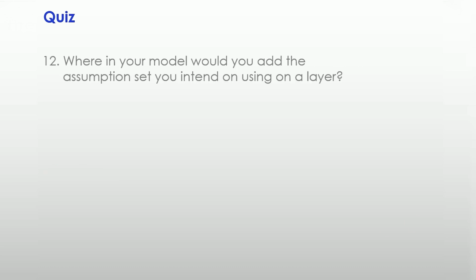Question number 12. Where in your model would you add the assumption set you intend on using in a layer? To attach the assumption set for a layer, users need to expand the layer and click on the Runtime Settings button. Once in the layer, the assumption set can be attached at layer level from the Properties panel, or at program level in the Program Property Assumption Set.